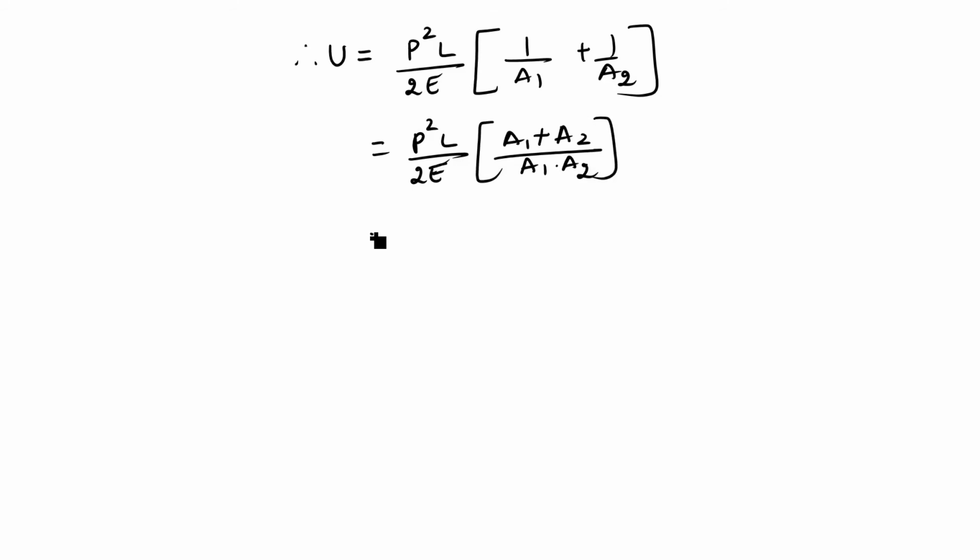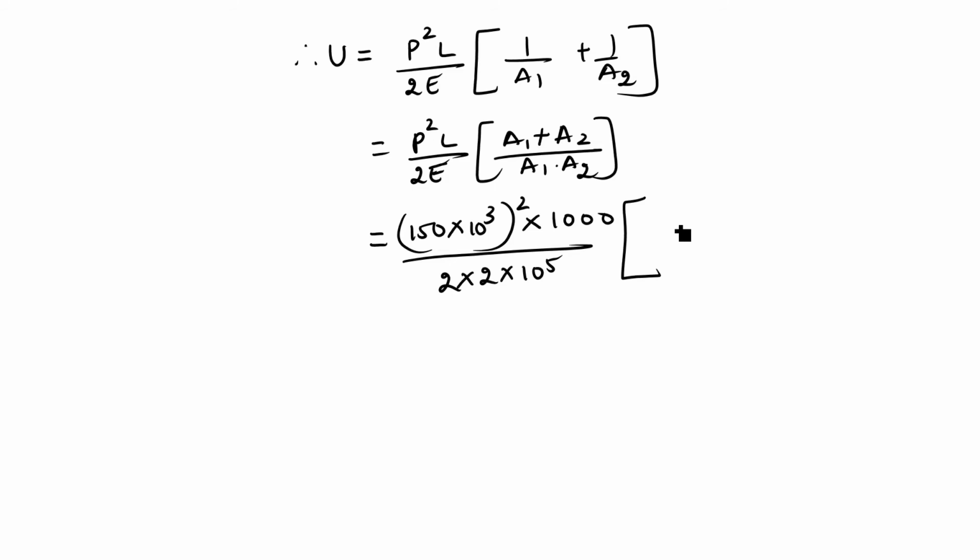Now I can solve this. P is 150 kilonewton. Length is same for both, so 1000 mm. E is 2 into 10 raised to 5 Newton per mm square. For calculating area, A1 and A2, I can separately calculate it if required, or you can just substitute and solve here as well. Now suppose if I solve it separately, A1 is going to be pi by 4. The diameter of the first one is 30, so it is 30 square. This value will be 706.86 mm square.